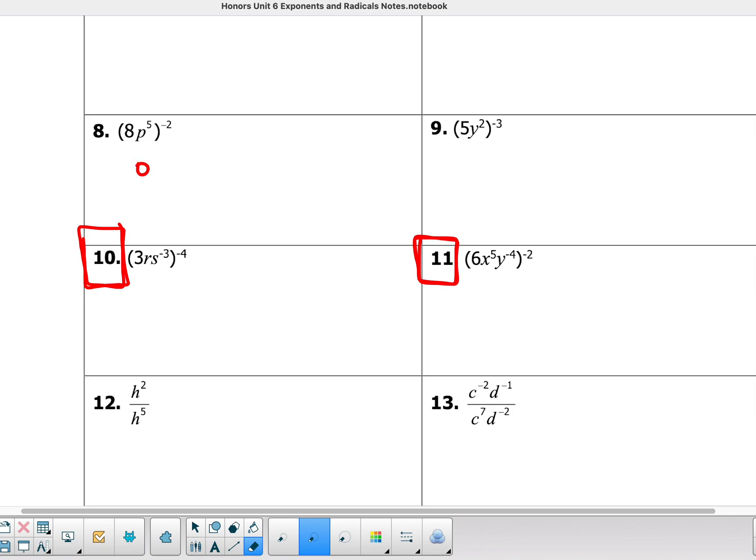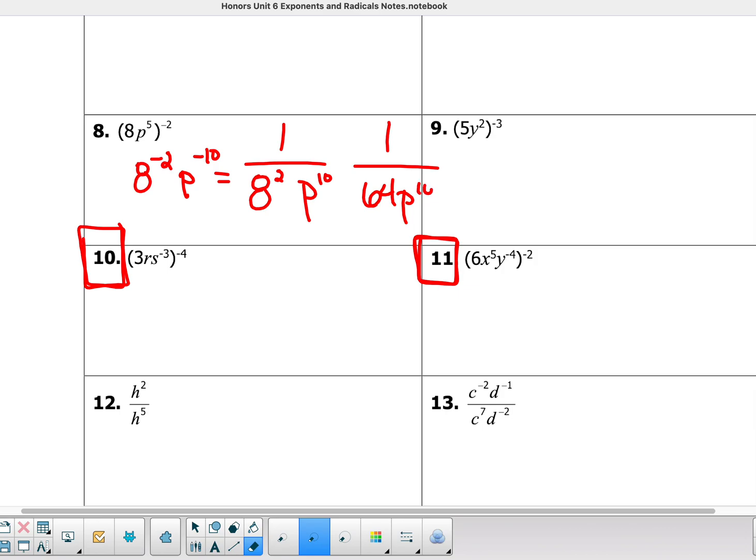One way, you could apply the negative sign individually, and then in the next step, you would move each to the other side of the fraction bar. 8 squared, I'll keep it in exponent world and then I'll clean it up in a minute. 8 times 8 is 64. So that would be your simplified expression for number 8.